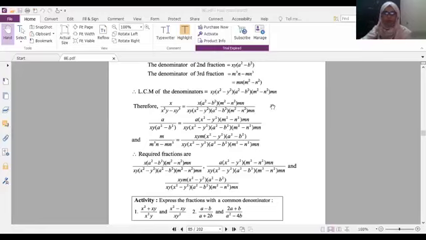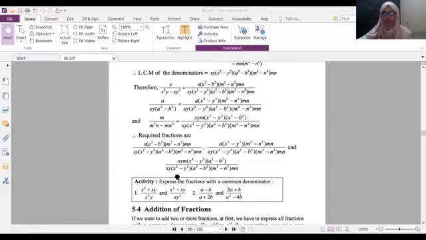So we get m by mq minus mqn minus mnq is equal to xy into x square minus y square into a square minus b square by xy into x square minus y square into a square minus b square into m square minus n square into mn. Here we see that all denominators of these three fractions are equal. So required fractions are these. Now we see some problems from exercise 5.1.